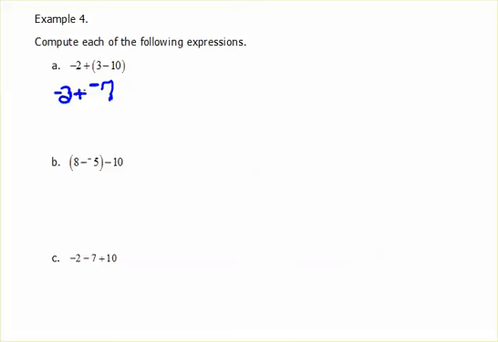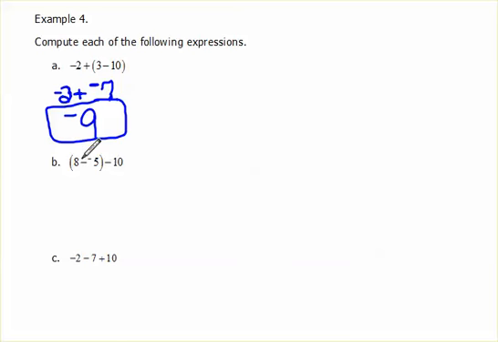Oh, my pen is not working so well. Okay, so now we have it down to -2 plus a -7. So now our signs are the same, so we're going to add the two numbers and keep the sign. If you learn your rules, then you can do these pretty quickly.